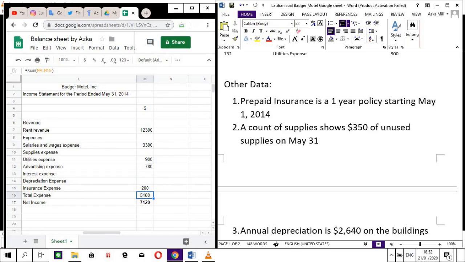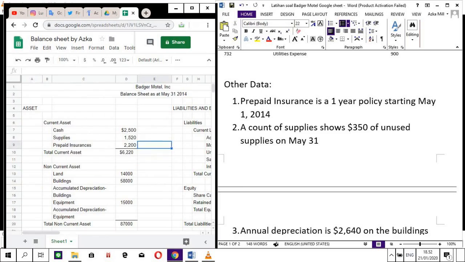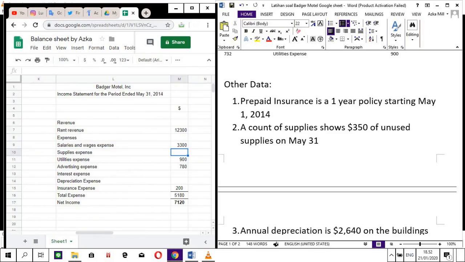Number 2, the account of supplies shows $350 of unused supplies on May 31. This is a prepaid expense. There is $50 of supplies left in our current asset. We only have $350. And then the amount of the used supplies is reported as an expense.